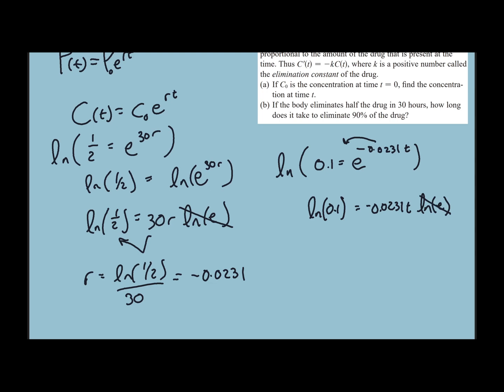Okay, now we just need the natural log of 0.1. We're going to divide by this tiny little number, negative 0.0231. And I'm going to get t is equal to 99.68 hours. It's a long time to eliminate a drug from the bloodstream. So half the drug's eliminated in 30 hours, but you still have 10% remaining after 3 days.